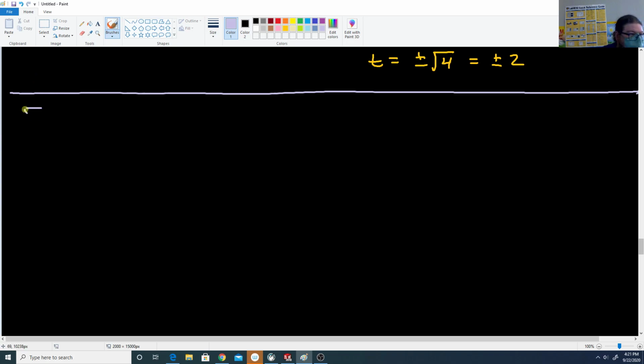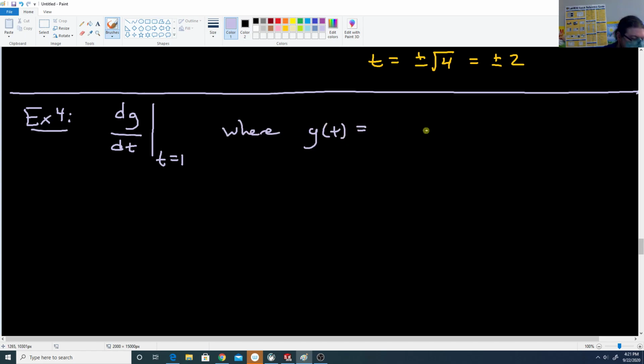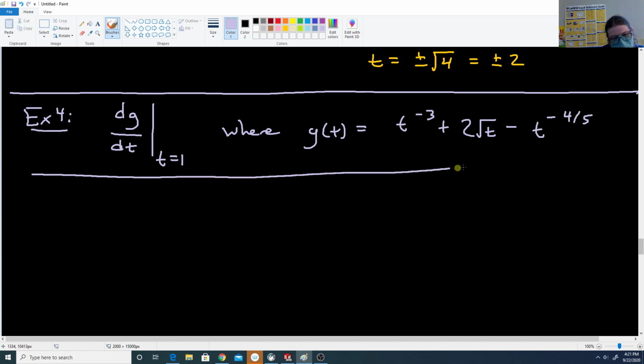So for example 4. We want to know what is dg/dt evaluated at t equals 1, where g of t is equal to t to the negative 3 plus 2 times square root of t minus t to the negative 4/5. Okay. So first we're going to calculate what is dg/dt.